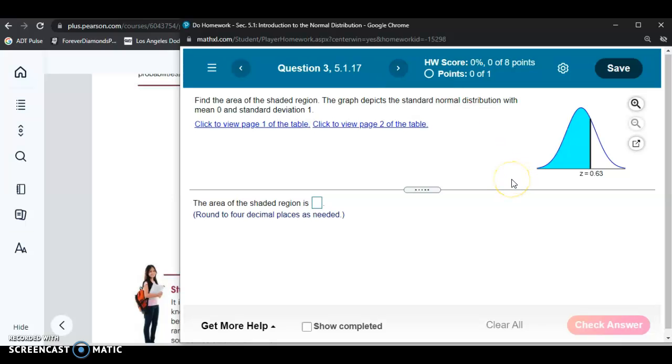What we're going to focus on is answering questions like number 3 here. The question says, find the area of the shaded region. You have a standard normal curve and a given z-score. In this case, the z-score is 0.63. The graph depicts the standard normal distribution with a mean of 0 and standard deviation of 1. So we're finding the area inside the curve to the left of z equal to 0.63.